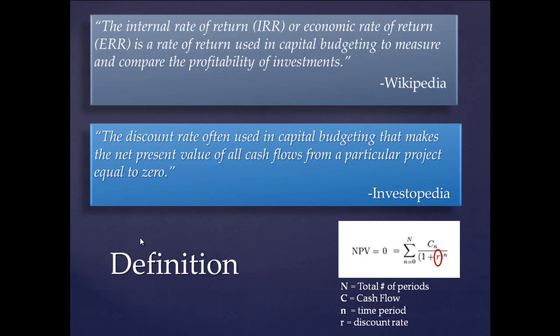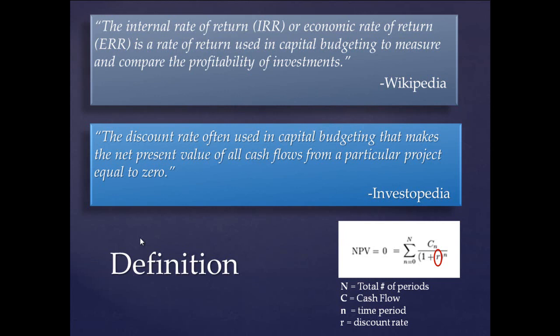Now with Investopedia, it's saying that the IRR, the discount rate, is often used in capital budgeting. That makes the net present value of all cash flows from a particular project equal zero. So here we bring up the concept of net present value, NPV. Now, I have another video that talks about NPV, and I'll put a link to that in the description of this particular video. You'll see it.